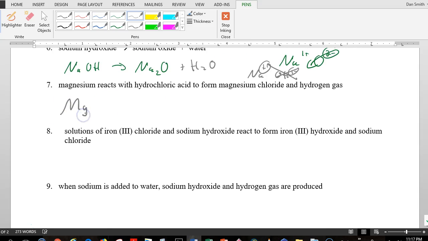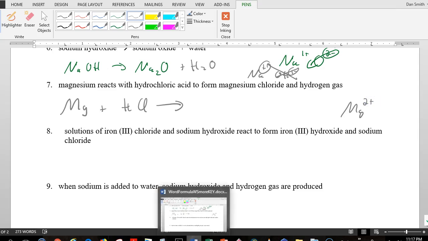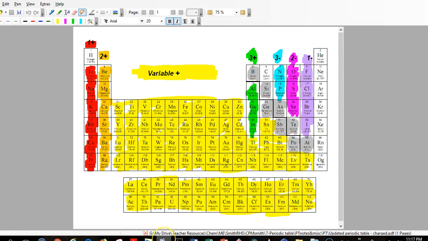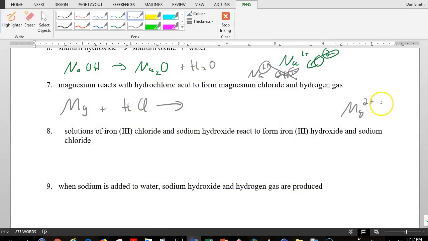Magnesium, not a diatomic, reacts with hydrochloric acid, HCl, one of the acids you have memorized. Magnesium chloride, so magnesium, second column, chloride is not. So here's magnesium with a 2 plus, chloride over here, 1 minus. Cl, 1 minus. Crisscross that, end up with MgCl2. And then the hydrogen gas. Hydrogen is one of the 7 diatomics.